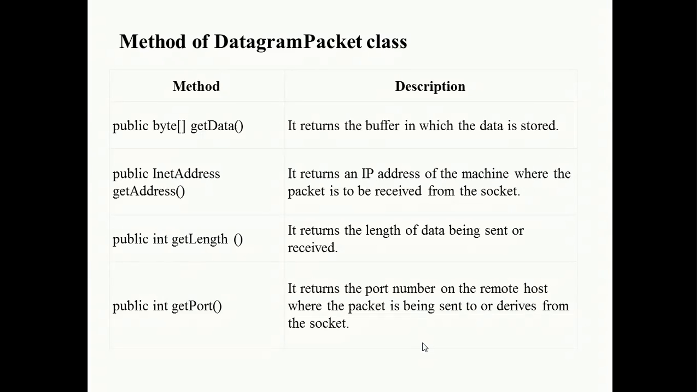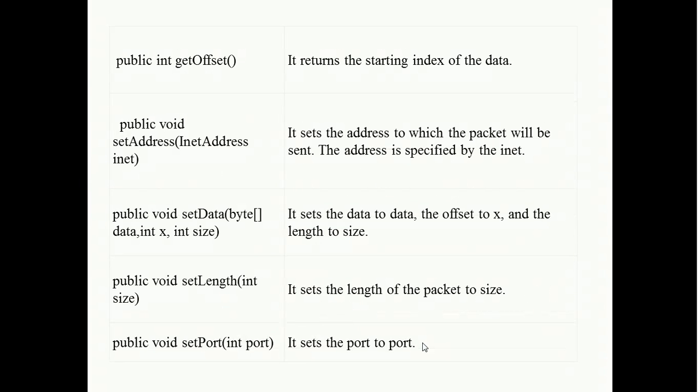Next method is getPort. This method returns the port number on the remote host where the packet is being sent or received from the socket. Next method is public int getOffset. It returns the starting index of the data.